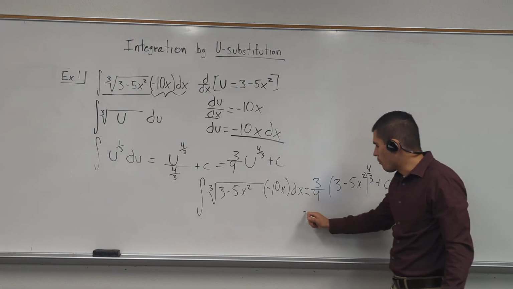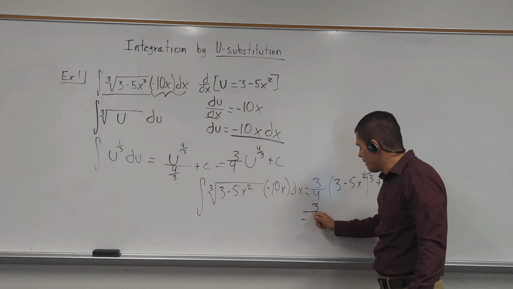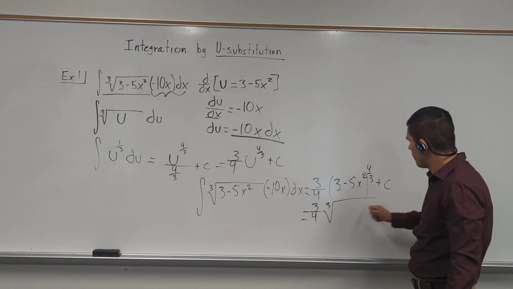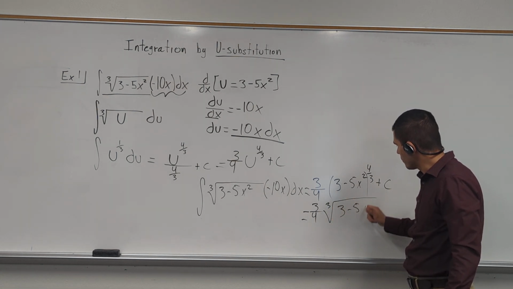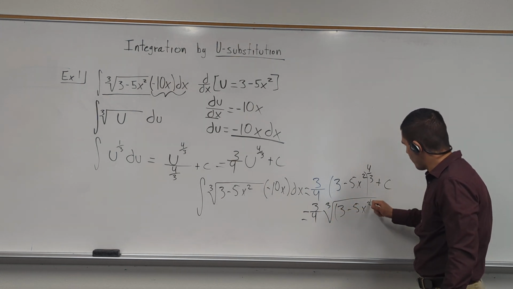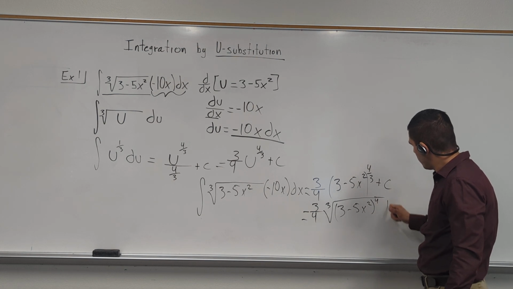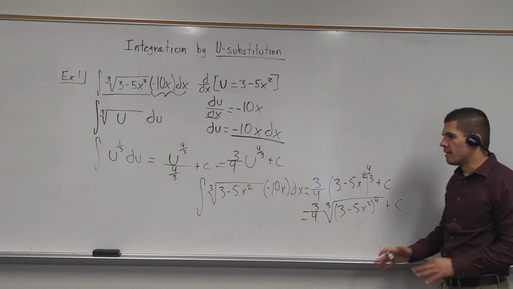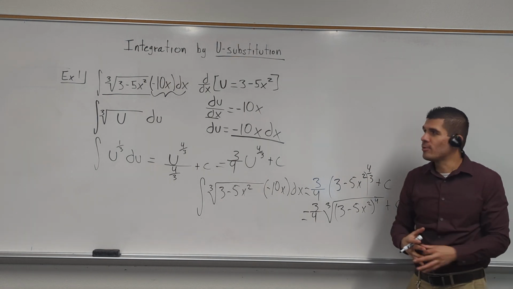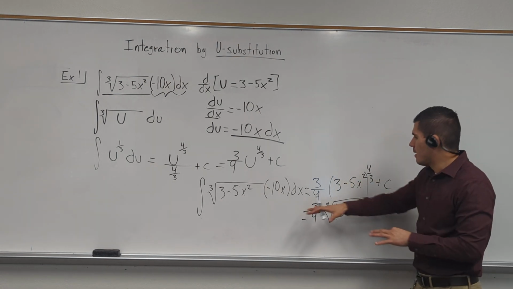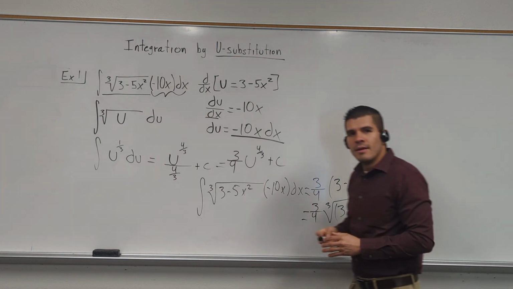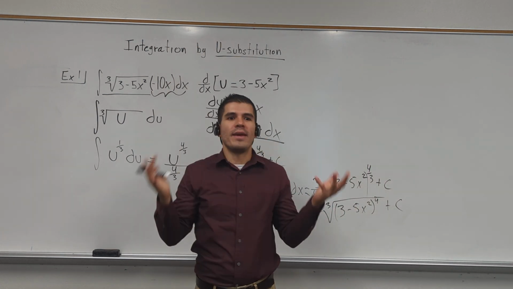If you really, really want to do this, then I guess you can say this would be the cubed root of 3 minus 5x squared to the power of 4, and then plus c. Again, you could do more, but honestly, as far as what we're trying to teach you here, which is the idea of substitution, I'm totally okay with you stopping at the first step. Okay? So, that's the big idea here.